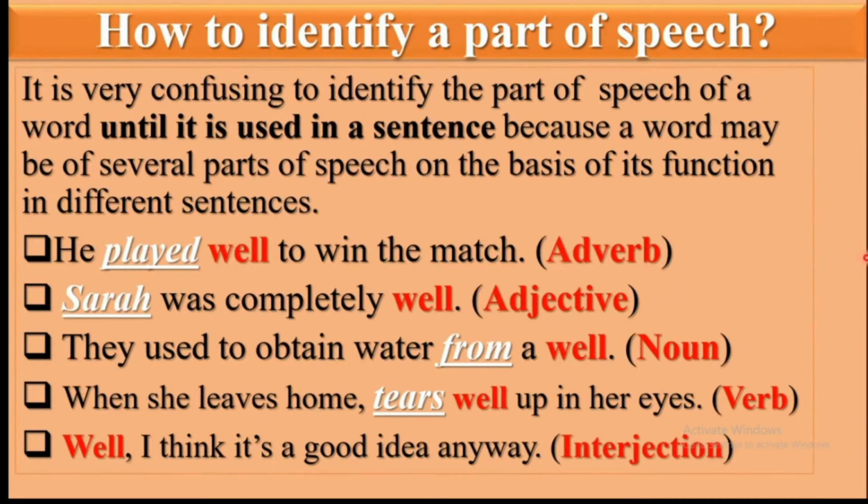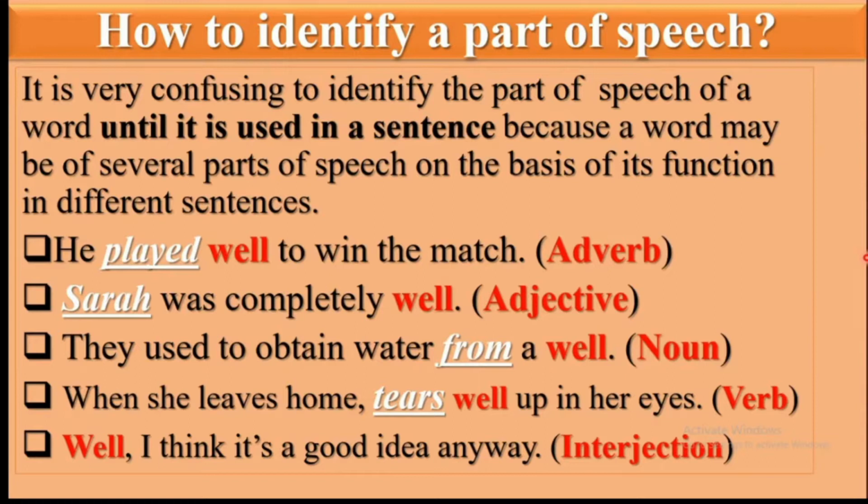In the third slide we saw that the word well was identified as 5 different parts of speech, and we said that we cannot determine the parts of speech of a word until it is used in a sentence, because until a word is used in a sentence, we cannot know its function. And before knowing the function of a word in a sentence, we cannot determine the parts of speech of that word. In the first sentence, he played well to win the match.